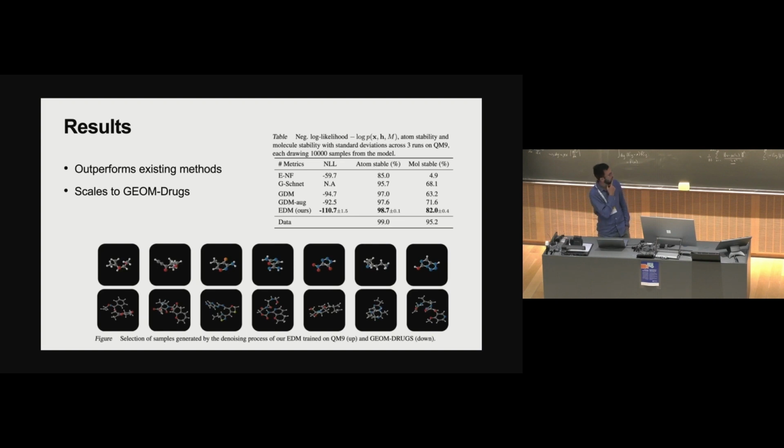Of course, there are other metrics in the paper. I didn't add them here, such as novelty or uniqueness, because you could just predict everything is stable if you predict the same molecule the whole time and it's correct. You also want some novelty and uniqueness. Those are also in the paper. The numbers were also very good. I just didn't add them for the space here.